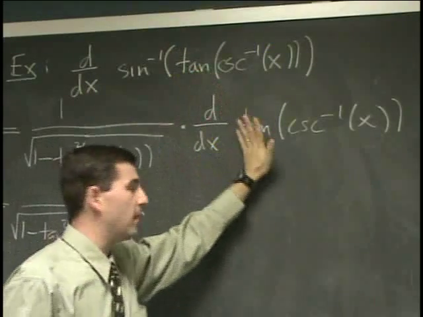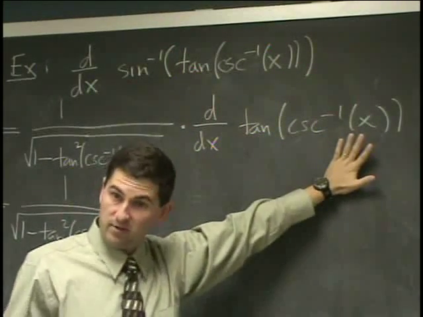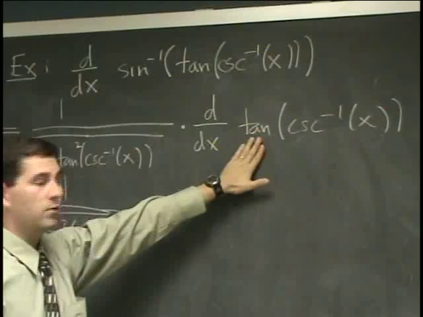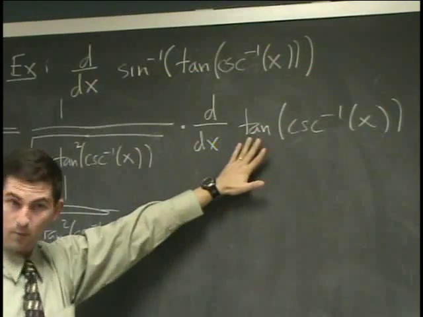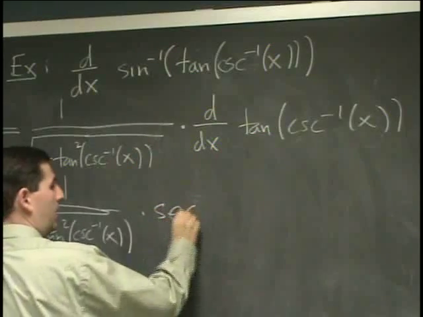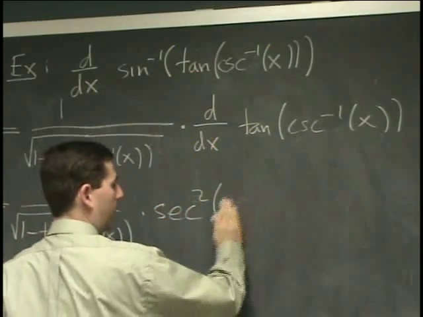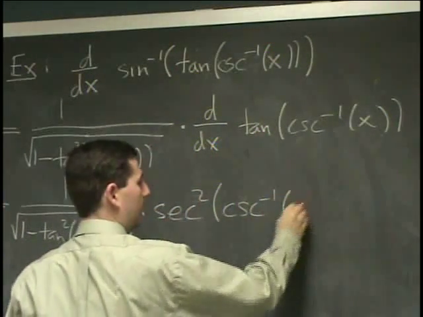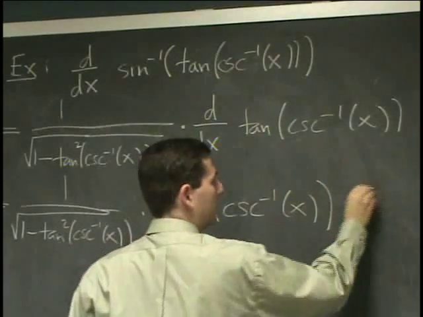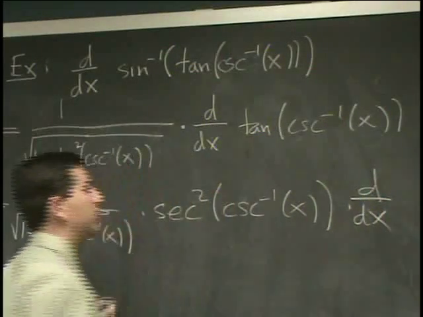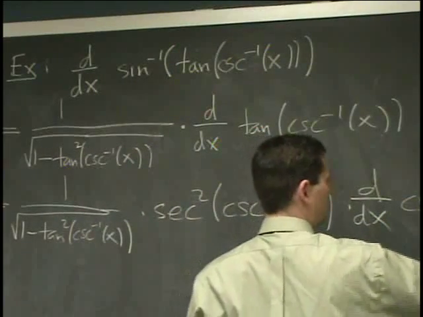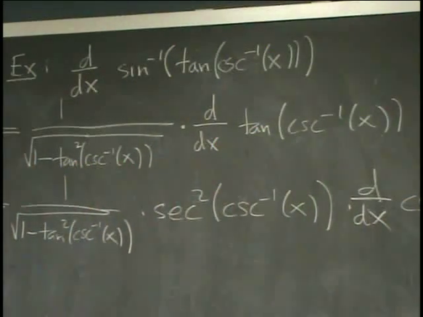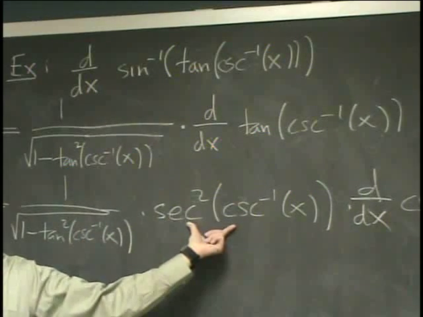Well, again, we have a function of a function, so we have to use the chain rule. What's the derivative of tangent? Secant squared. Right, so we get secant squared of cosecant inverse of x times the derivative of cosecant inverse. And again, you can use the triangle trick to figure out what this is.